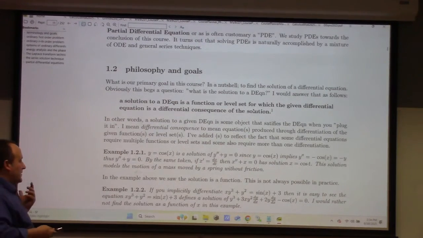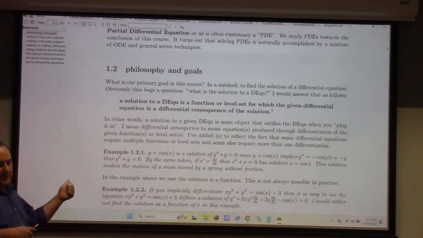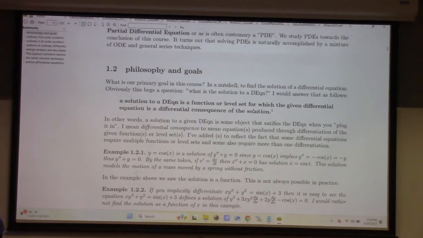Anyway, what does this mean? Well, this solution is modeling the motion of a mass moved by a spring without friction, right? This is actually like m x double prime equals minus x, so the mass is 1 and the spring constant k is 1, right? What I have not explained is where cosine came from.